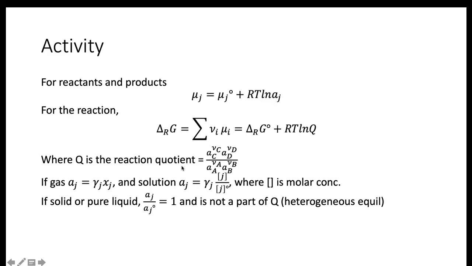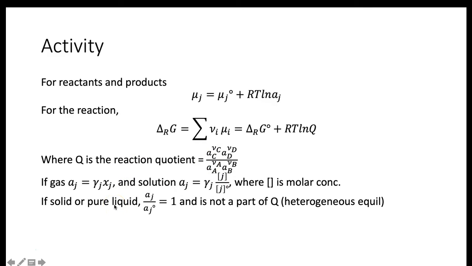If we have a gas phase reaction, our concentration is expressed in mole fraction. We still have the activity coefficient, and then we have activity if it's in solution. We have the activity coefficient once again to account for non-ideality, and then we're going to express our concentrations in terms of molar concentration. So we're going to have a molar concentration divided by some standard molar concentration, so that all of our activities are basically unitless.